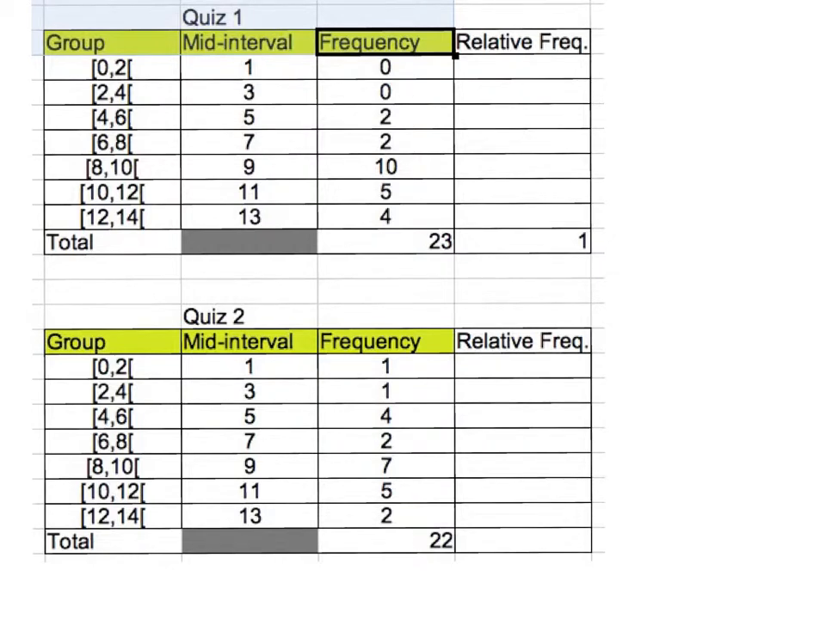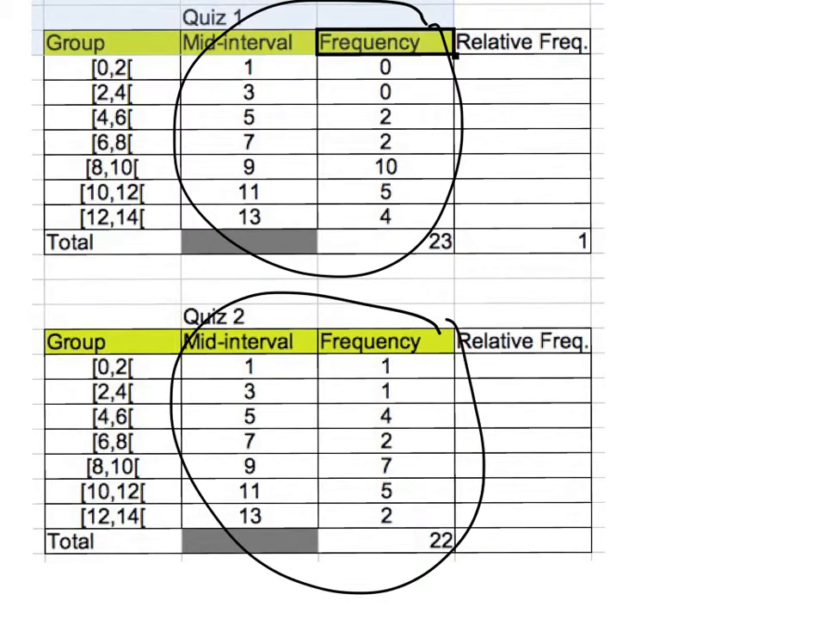All right. For my quiz number 1, these are the frequencies. For quiz number 2, these are the frequencies. And observe that the total numbers here are not the same. The first one is 23. The second one is only 22.